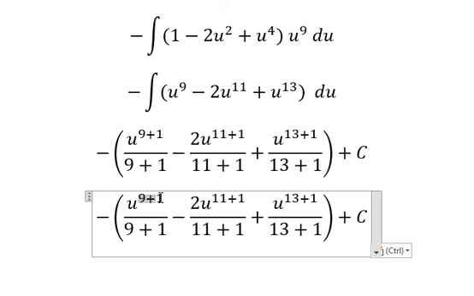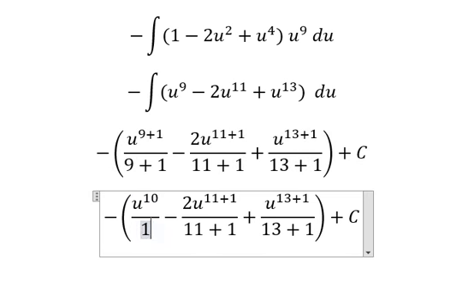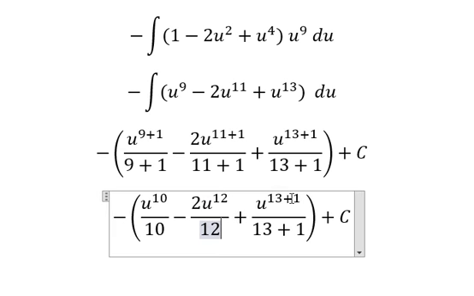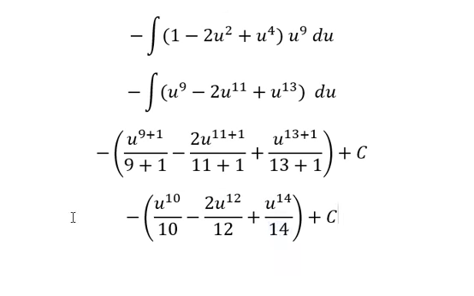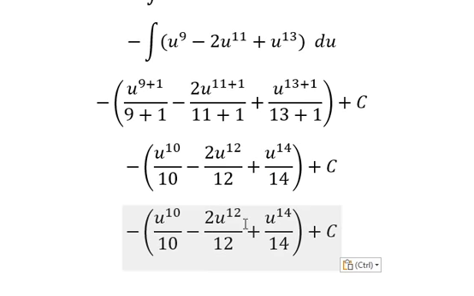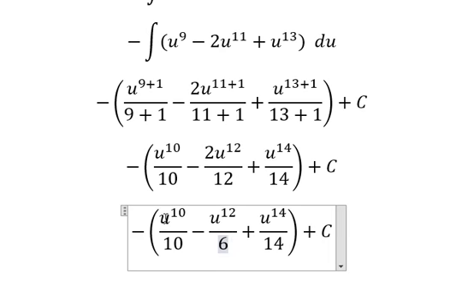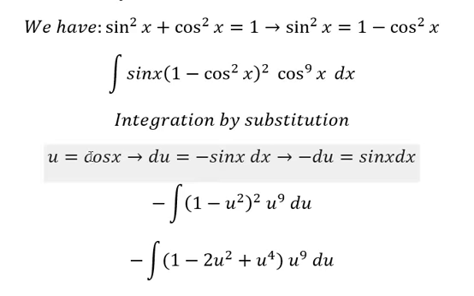So this one we have number 10, and this one number 10. This one we have number 12, and this one number 12. This one we have 14, and this one 14. 2 divided by 12, we have 1 over 6. About u, that is cosine x.